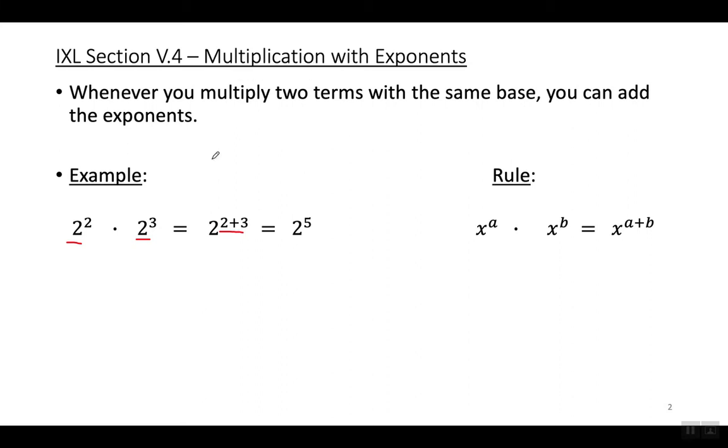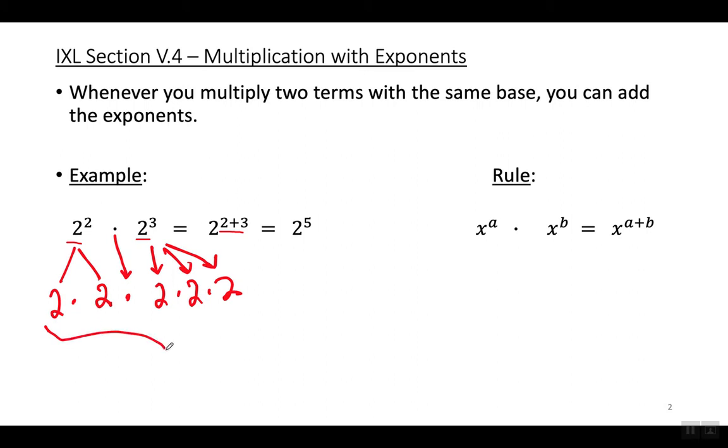And the reason that works is because if we take a look at what 2 to the 2nd power means, that means 2 times 2. And I'm multiplying that times 2 to the 3rd power, which means this. All right, 2 to the 2nd power times 2 to the 3rd power means in total, I'm multiplying 2 times itself 5 times. So in total, I have 2 to the 5th power. That's why it works. If you look on the right-hand side, I got the rule.